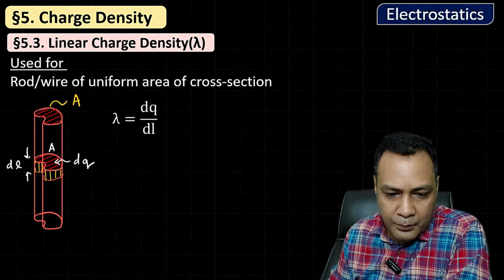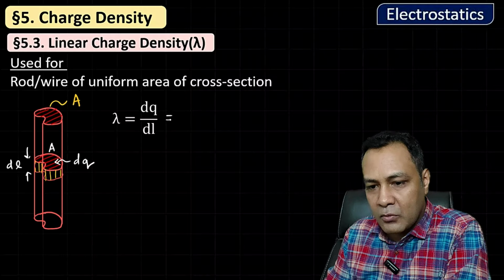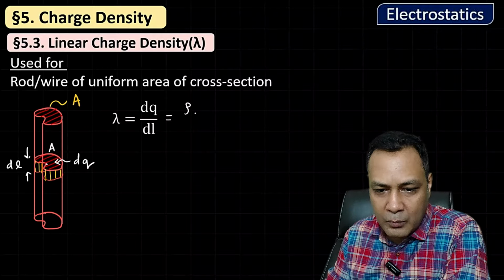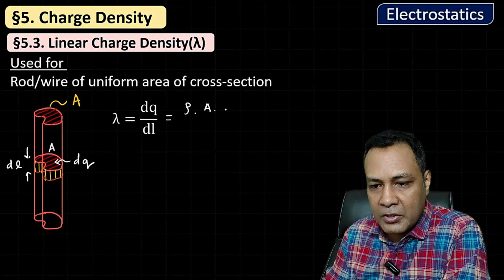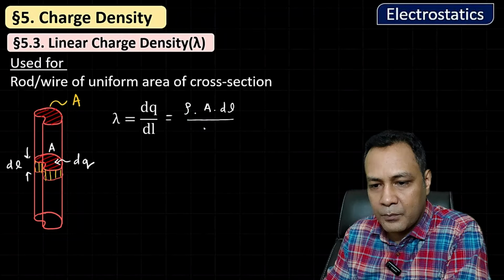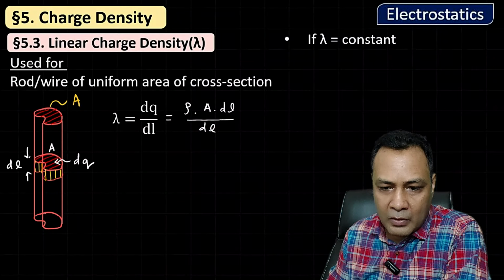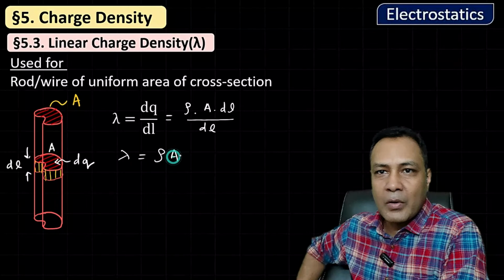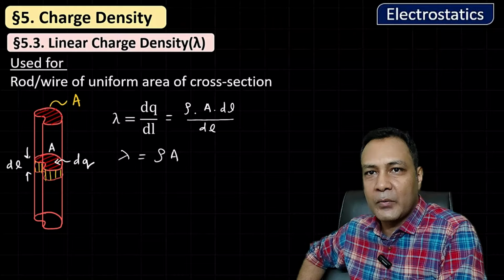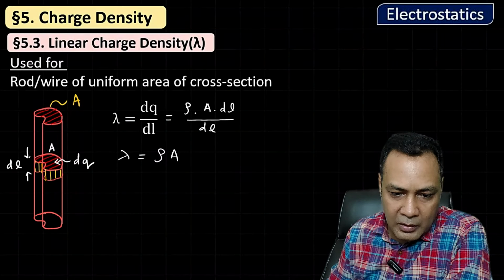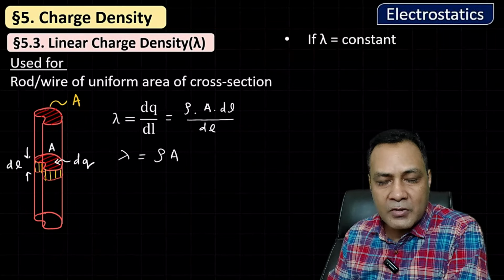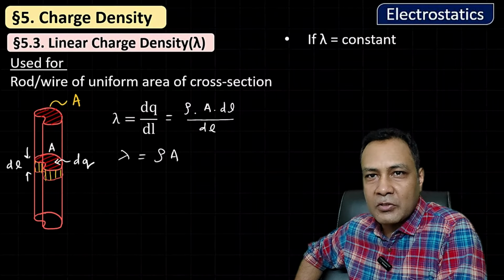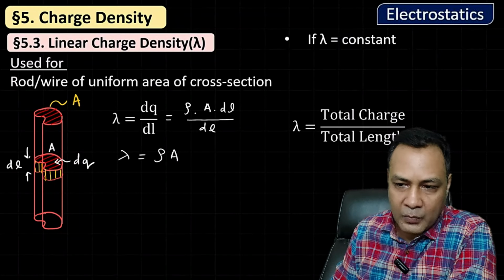And we can write it in terms of rho also. Here dq is rho into volume. The volume of the shown part is A into dl, and then divide by dl. So this lambda in terms of rho can be written as rho A. Sigma in terms of rho was rho T, lambda in terms of rho is rho A. And once again, if lambda is constant, the same way as for the volume and surface charge density, we can write lambda is equal to total charge upon total length.